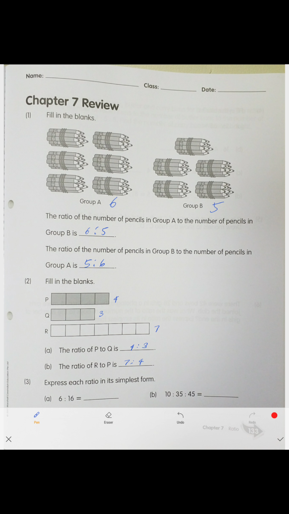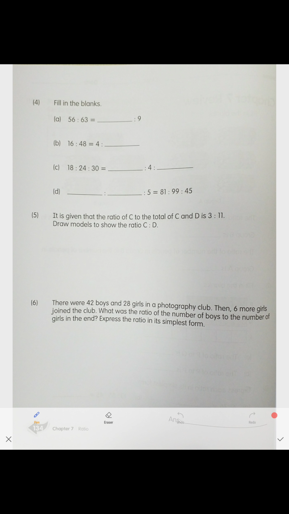Yeah, that's it. Express each ratio in its simplest form. Over here, we divide both by 2, so it's going to be 3 to 8. And this one, 10 to 35 to 45, we can divide all by 5. So it's 2 to 7 to 9. Okay? Alright.